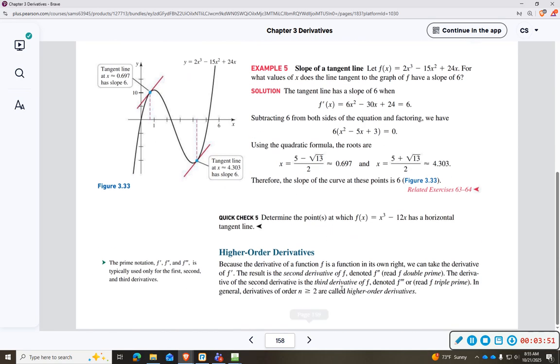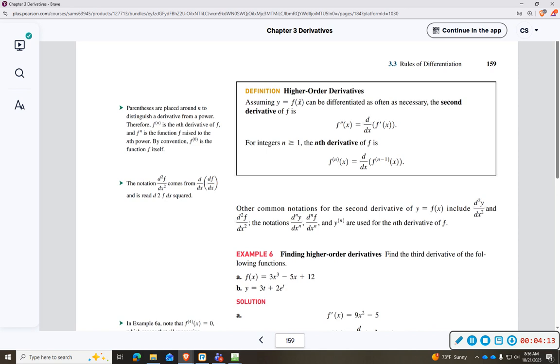And then higher order derivatives. So with this notation, f prime is a first derivative, f double prime is second, and then triple prime is a third derivative. And so anything where n is greater than 2, so you're trying to find the second, third, or greater derivative, those are called higher order derivatives. And then here is just different notation that they're showing you.